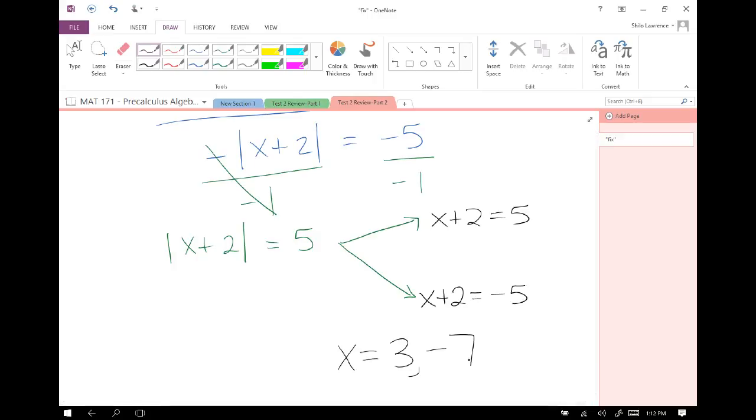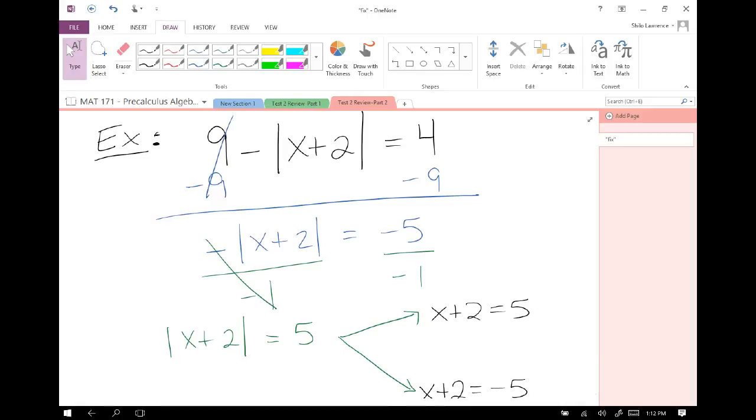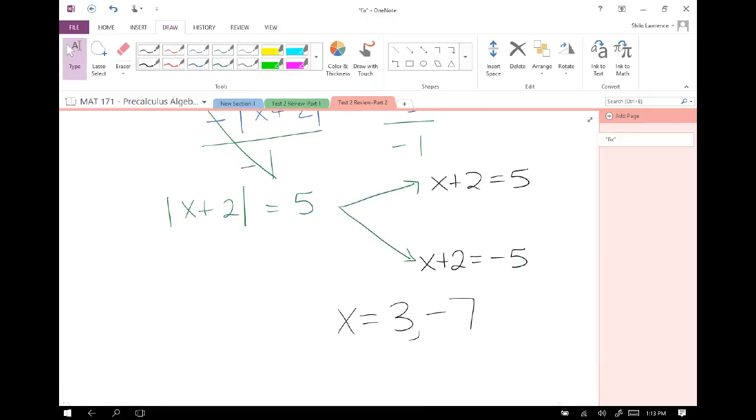And you should check these problems. Most of them are going to work out fine. There are a couple of trick problems with absolute values that don't work. And it's usually some that have a lot of tricky negatives in them, or some that have squares inside the absolute value. But you should check these to make sure.